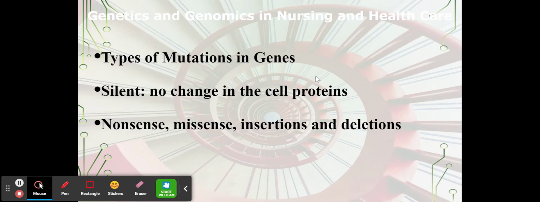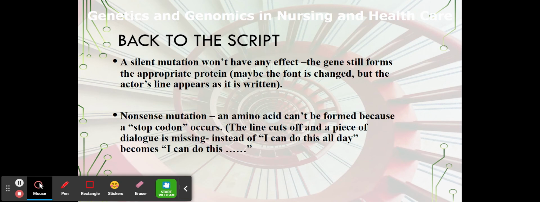We have different types of gene mutations. So those individual genes that are living on the chromosome. So sometimes we have a silent mutation. And even though a base pair is different or missing, there's really no change in the cell protein that it makes. The amino acids can be made from the information that's given. And we have other types of mutations. We have nonsense, missense, insertions, deletions.